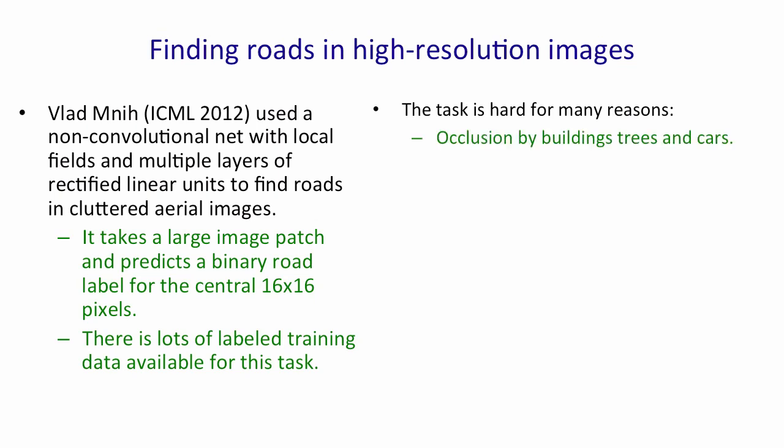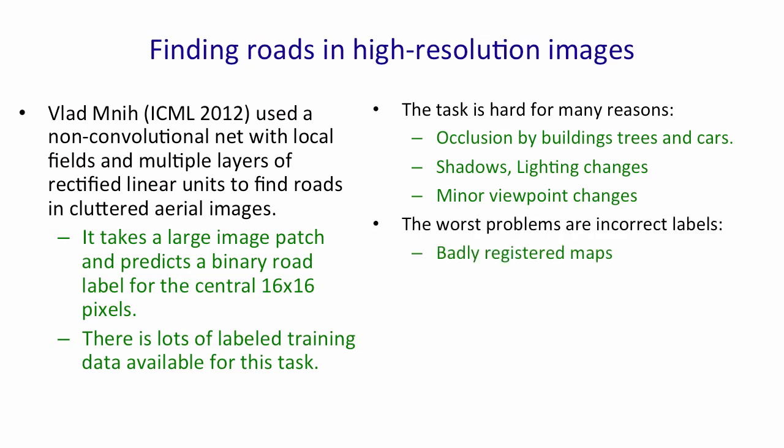There's the normal kind of vision problems, so roads are occluded by buildings because the plane isn't looking straight down when it takes the photograph. They're occluded by trees. They're also occluded by cars that are sitting on the road. There's shadow effects from buildings. There's major lighting changes, depending on whether it's a sunny day or a cloudy day, for example. And there's minor viewpoint changes. So the plane is basically looking downwards, but in any large photo it can't be looking straight downwards at every pixel. The worst problems in this data are the incorrect labels.